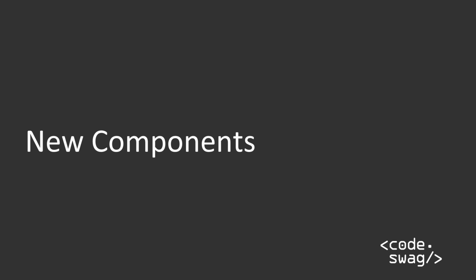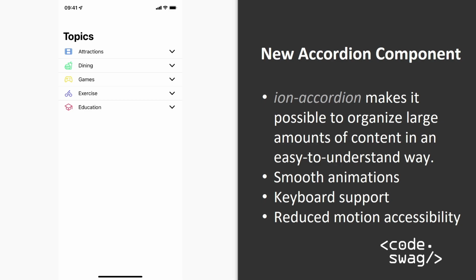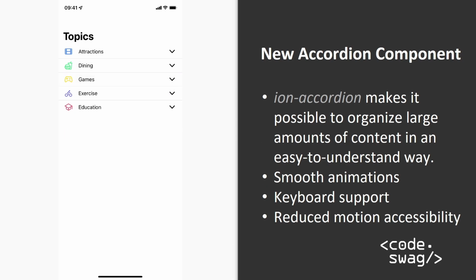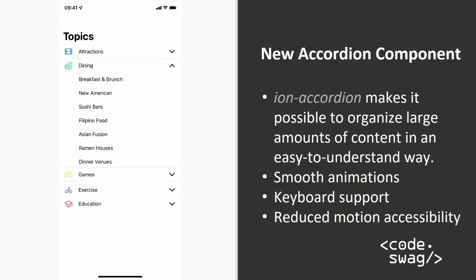Ionic 6 brings lots of new and exciting components, as well as updates to existing components. Ionic 6 brings some awesome new components, my favorite of which is the ion-accordion. An accordion is a very common component used to neatly organize large amounts of content in an easy to understand manner. It's really time consuming to build this manually, so this is a very welcome addition to the Ionic framework. The new ion-accordion comes with smooth transitions, keyboard support, and reduced motion accessibility. This is sure to save you hundreds of development and maintenance hours.